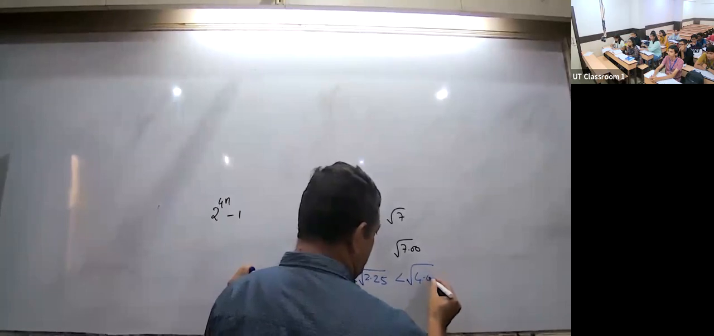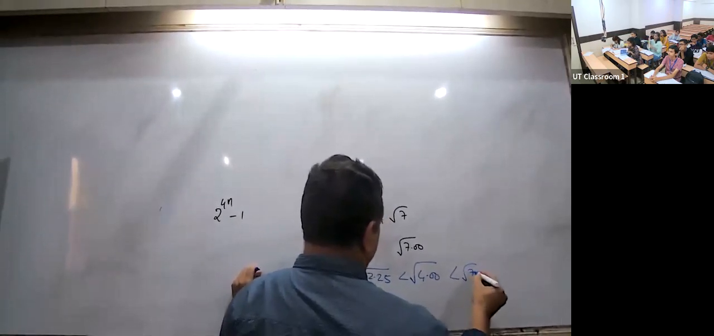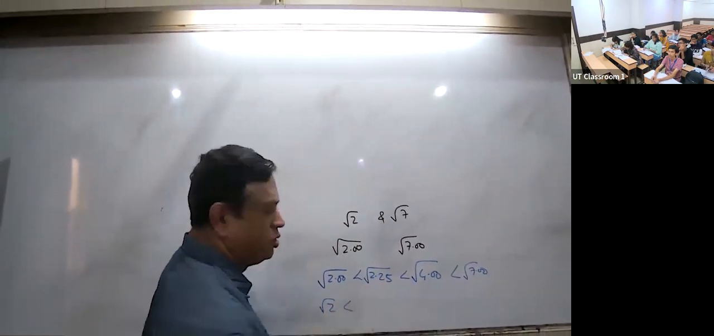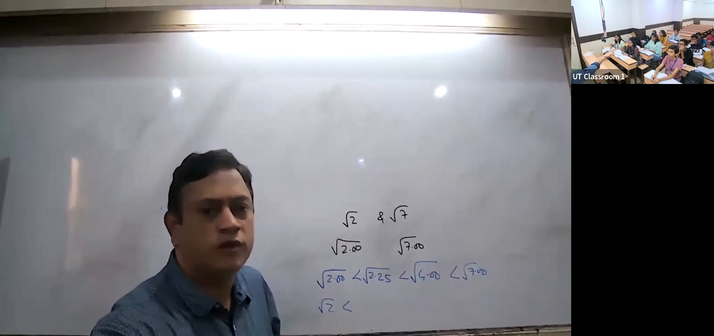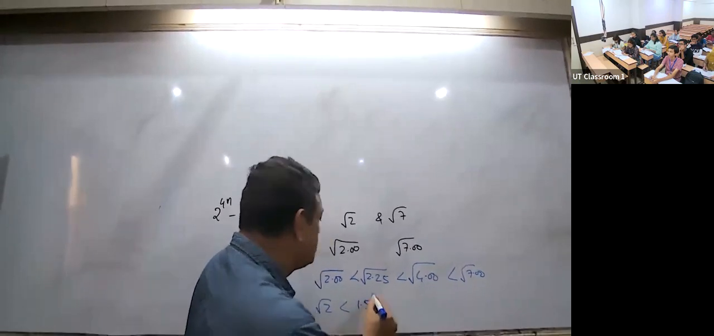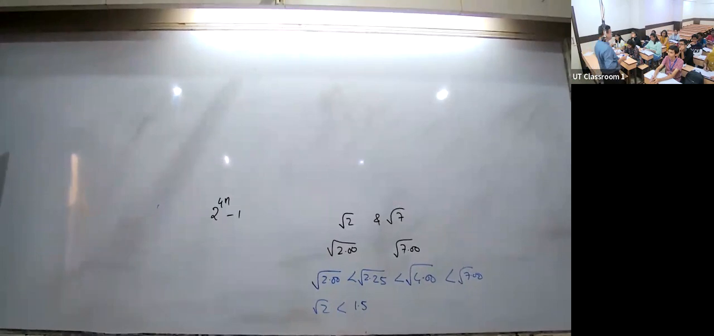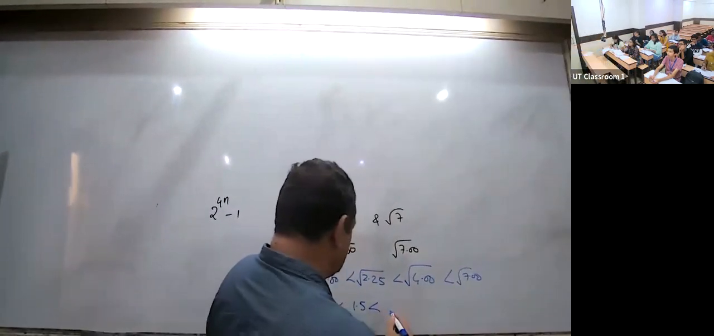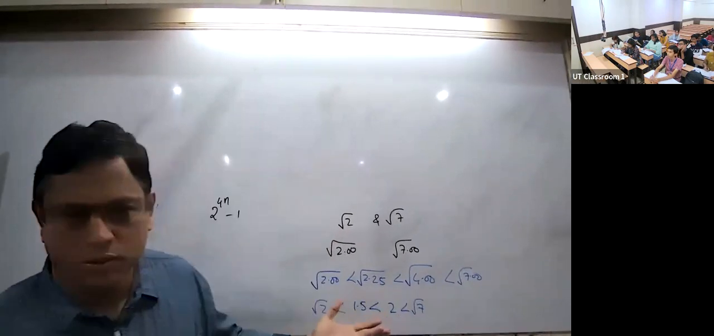2.25 less than root 2, and 400 means 4 less than root 7. What is the square root of 2.25? 1.5. What is the square root of 225? 15, so the square root of 2.25 is 1.5. And what is the square root of 4? 2. Got the answer?